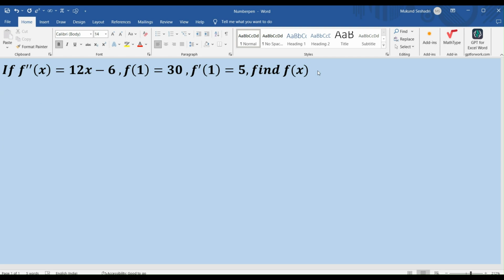So there we have the problem on our screen. If f double dash of x equals 12x minus 6, and f of 1 equals 30, f dash of 1 equals 5, find f of x, right?